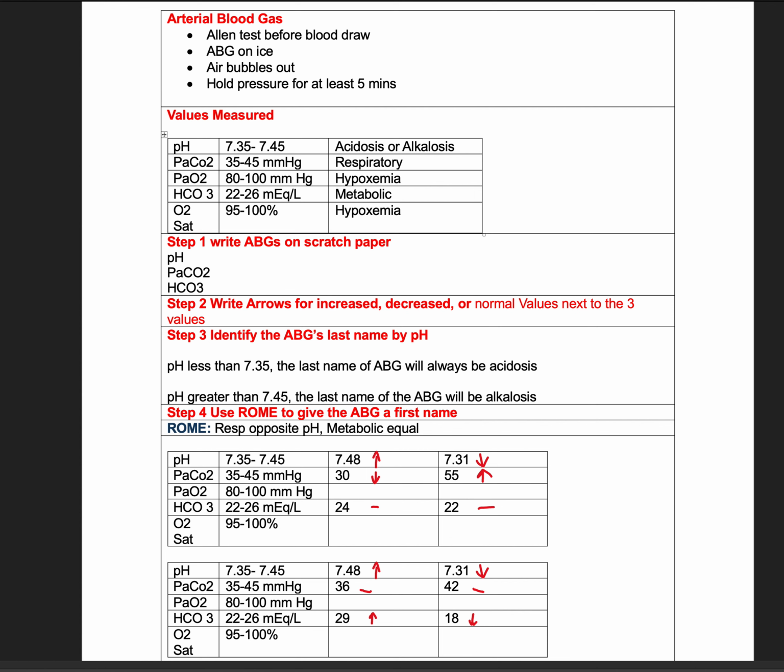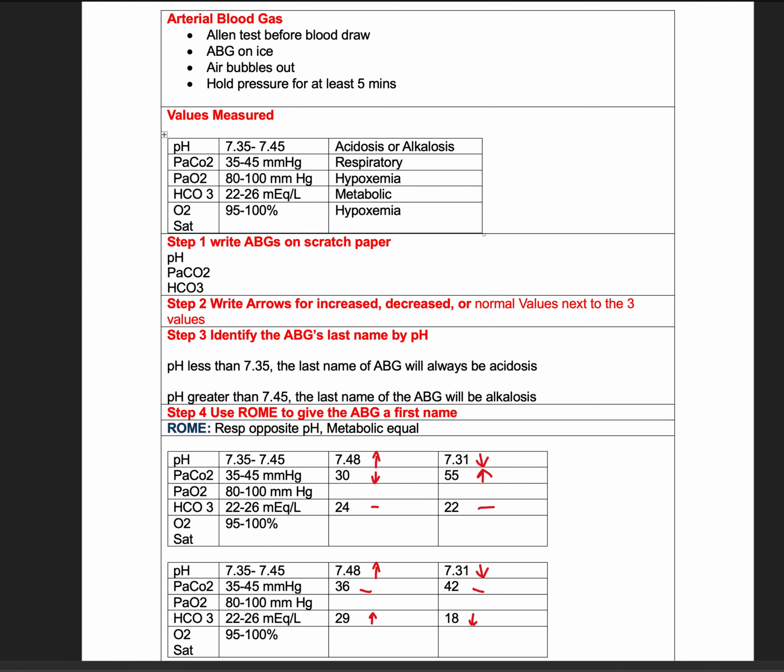Then you're going to identify the ABG's last name by the pH. So you're going to identify the last name first, okay? So a pH less than 7.35, you're going to put a down arrow next to that. The last name of the ABG will always be acidosis. If the pH is greater than 7.45, the last name of the ABG will always be alkalosis.